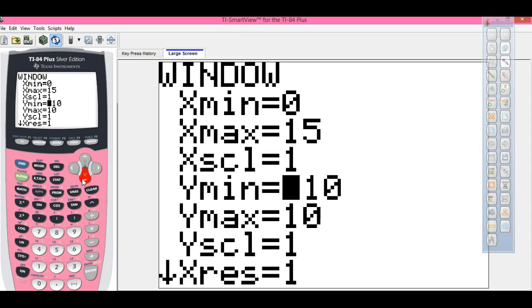What does it say your y min should be? 0. What does it say your y max should be? The highest y value, which is what? What's the highest x value or y value that it gives us? 16,700. So let's just go a little bit higher than that. So I'm going to say 17,000.